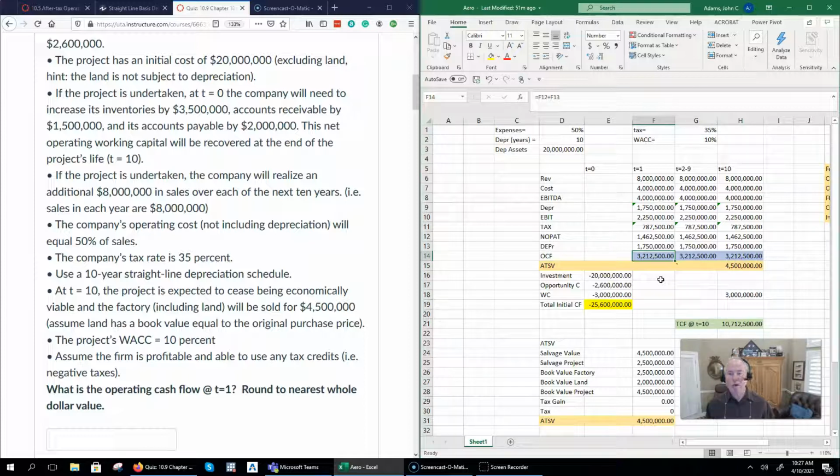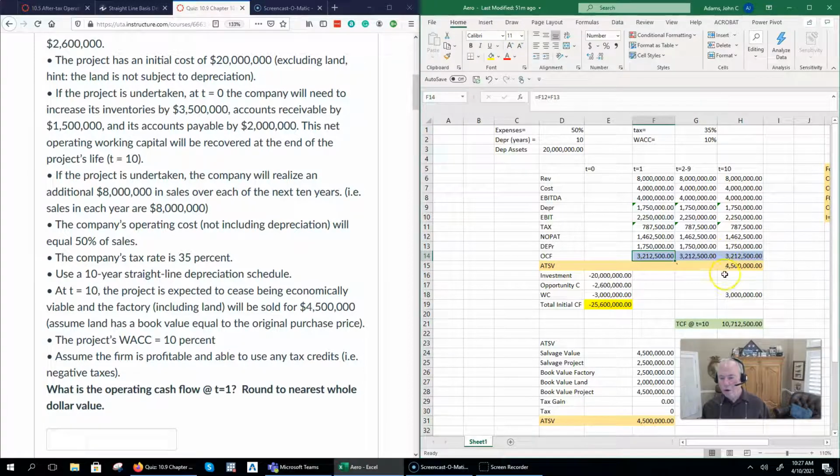Now, because our revenues and costs are the same for each year, and because we don't have any additional investments in working capital throughout the life of the project, and because we're using straight line depreciation, the operating cash flows are the same for all the years. So for years 1 through 10, these operating cash flows are exactly the same, $3,212,500. And then we have these cash flows that occur in the terminal year.